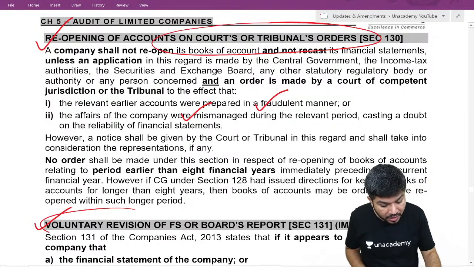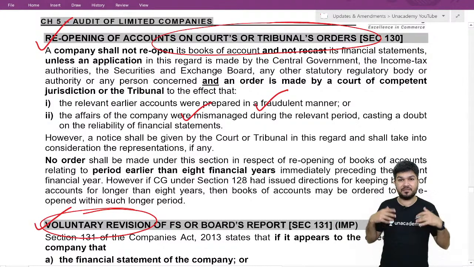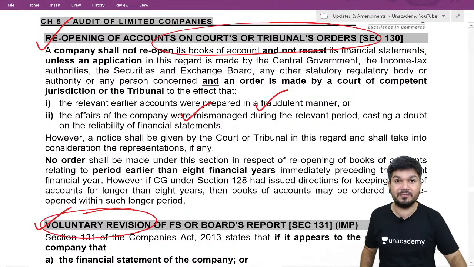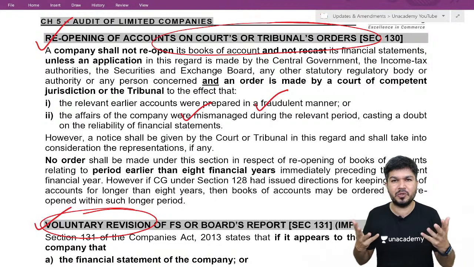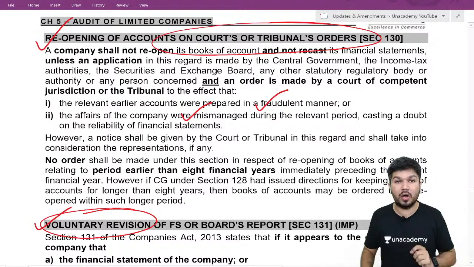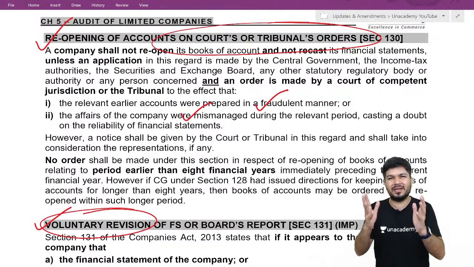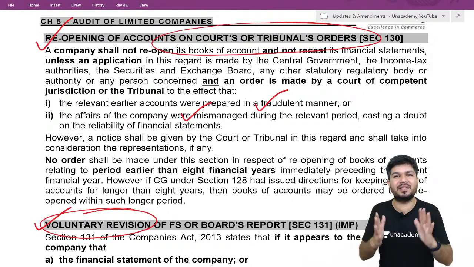Next one is voluntary revision. We revise the financial statement or BOD report. After preparing the financial statement and the BOD report, if we feel some error is there, if we have made some error and we want to rectify it, then this is applicable, voluntary revision of financial statements. Now, see, if a small error is there, no need to revise the financial statement.